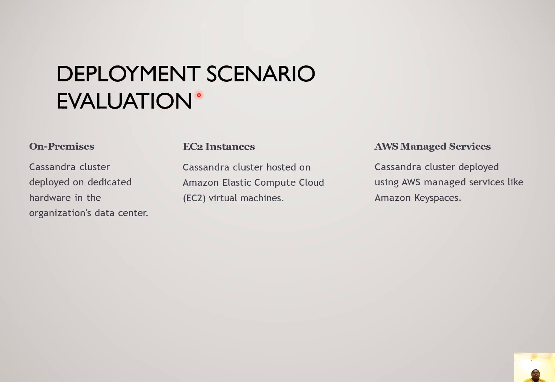Deployment scenario evaluation: on-premises, EC2 instances, AWS managed services. On-premises: Cassandra cluster deployed on dedicated hardware in the organization's data center. EC2: Cassandra cluster hosted on Amazon Elastic Compute Cloud, EC2 virtual machines. AWS managed services: Cassandra cluster deployed using AWS managed services in Amazon Keyspaces.